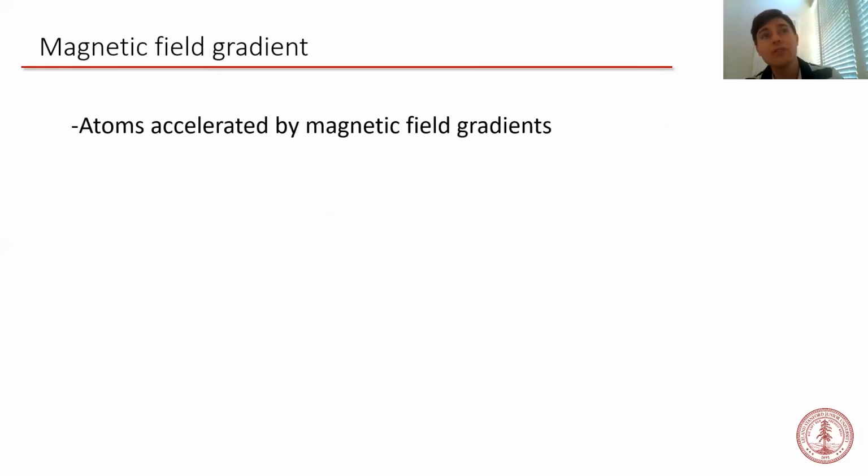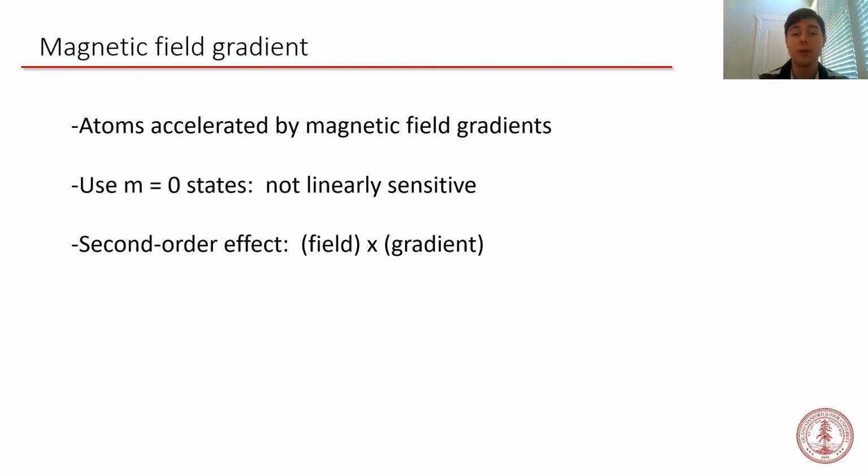Okay, that's the Stark shift. The other relevant electromagnetic effect is the force exerted on the atoms by the magnetic field. Since the energy of an atom depends on the magnetic field, atoms are accelerated by magnetic field gradients. We operate each interferometer in the m equals 0 state, so the atoms are not linearly sensitive to the field. However, there is a differential acceleration and a corresponding differential phase shift due to the second order Zeeman effect, so proportional to the field times the gradient.